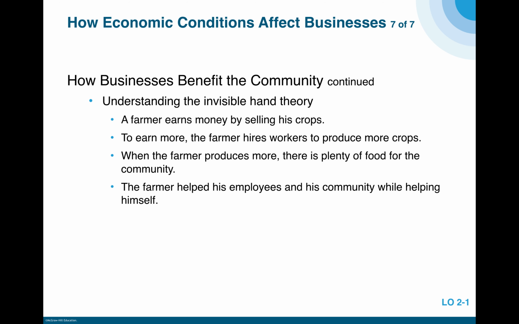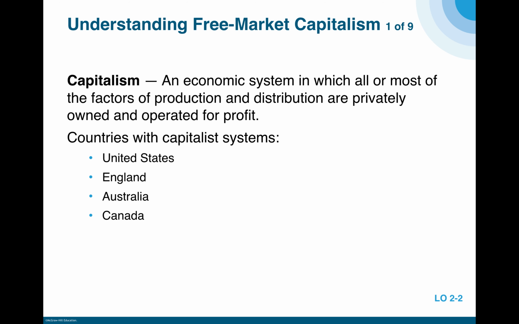So understand the invisible hand theory. A farmer earns money by selling his crops. To earn more, the farmer hires workers to produce more crops. When the farmer produces more, there is plenty of food for the community, and the farmer helped his employees and his community while helping himself. So this is a great example of that invisible hand.